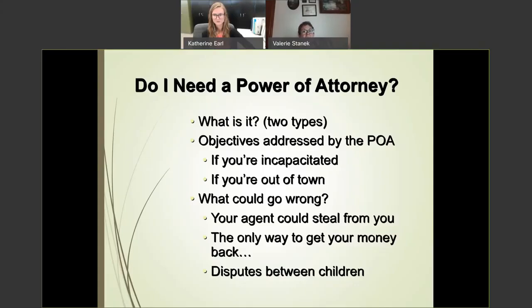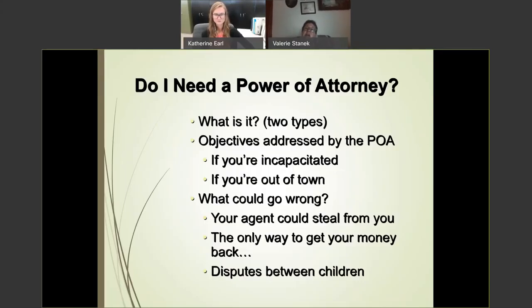One is called a durable power of attorney, and what that means is that the power of attorney takes effect immediately and continues until you revoke it. The other is a springing power of attorney, and what that means is that it only springs into action if and when you become incapacitated and a medical professional deems you to be incapacitated and unable to handle your own finances.